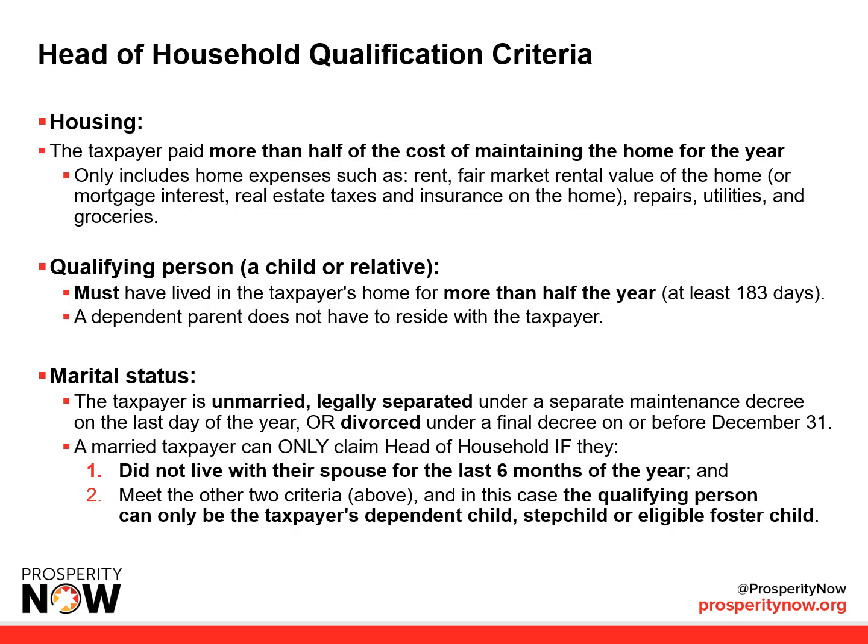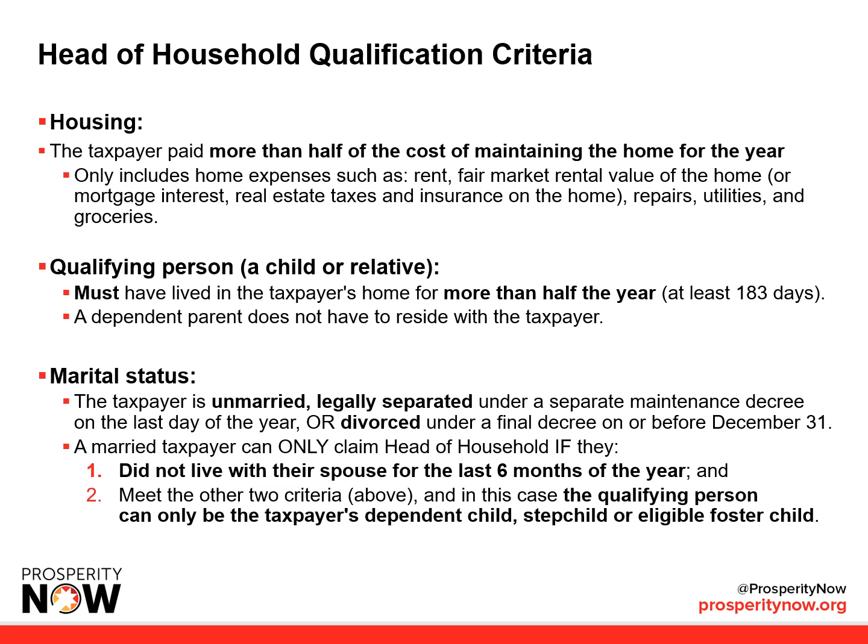For housing, the taxpayer needs to have paid more than half the cost of maintaining the home for the year. This only includes home expenses such as rent, fair market rental value of the home, repairs, utilities, and groceries. The taxpayer must also have a qualifying person who has lived in the taxpayer's home more than half the year, unless that person is a dependent parent. The dependent parent doesn't need to live with the taxpayer to qualify.